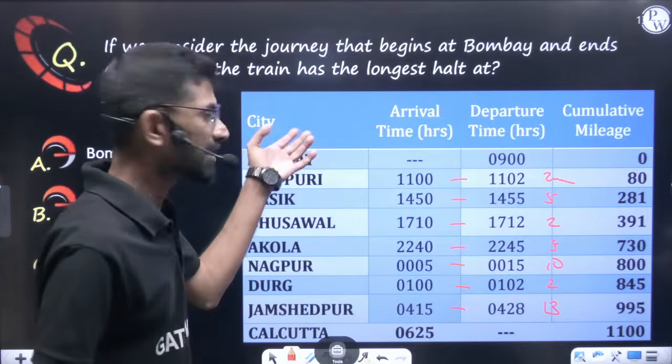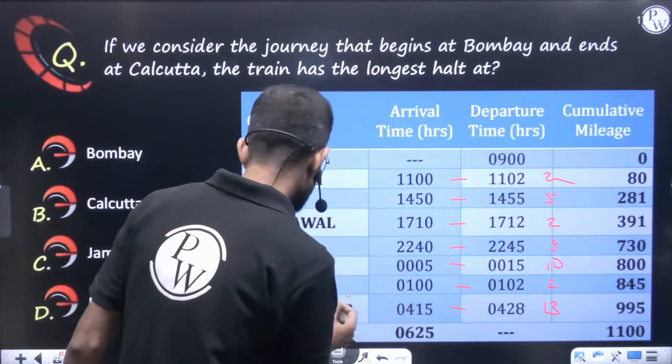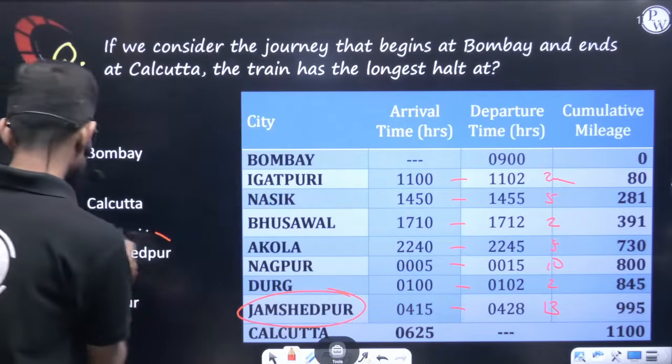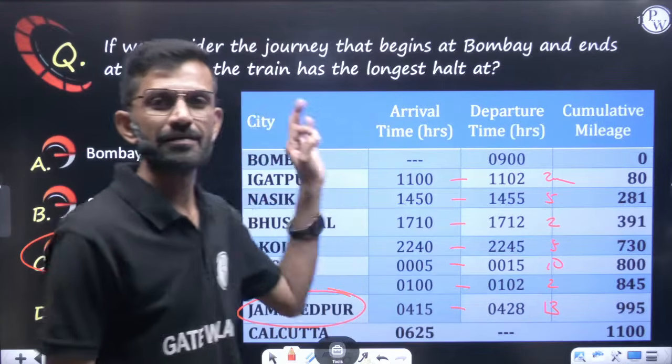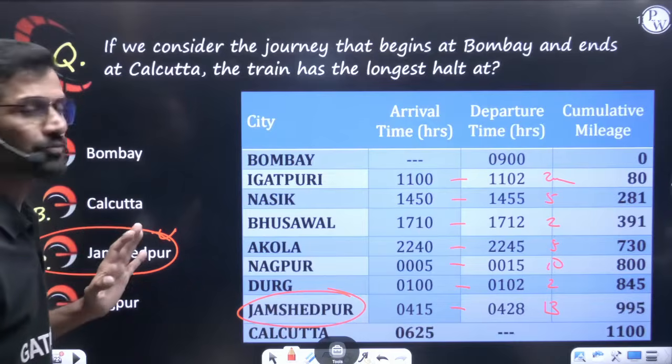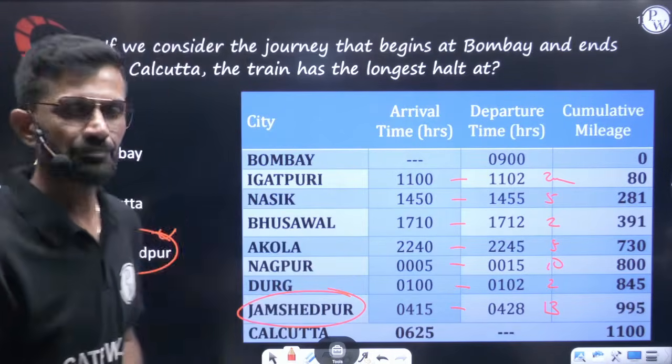Okay, so destination and origin are not important. What is important is the stoppages. Maximum time it stopped at Jamshedpur. This is the answer. And second, Nagpur, it is 10 minutes. But the highest it stopped was at Jamshedpur. This was the longest halt for the train, at Jamshedpur station.